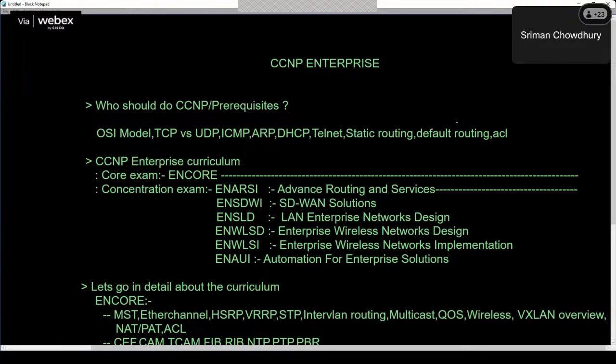Sir, in CCNP ENCOR, we have just some fundamentals of load balancing, is that correct? Fundamentals of load balancing relate to routing protocols being capable of load balancing. Let's say you have two paths to the destination, then it would load balance, right? Another one is layer 2 load balancing, in which you will have port channels. How a port channel will do the load balancing is basically what it talks about.